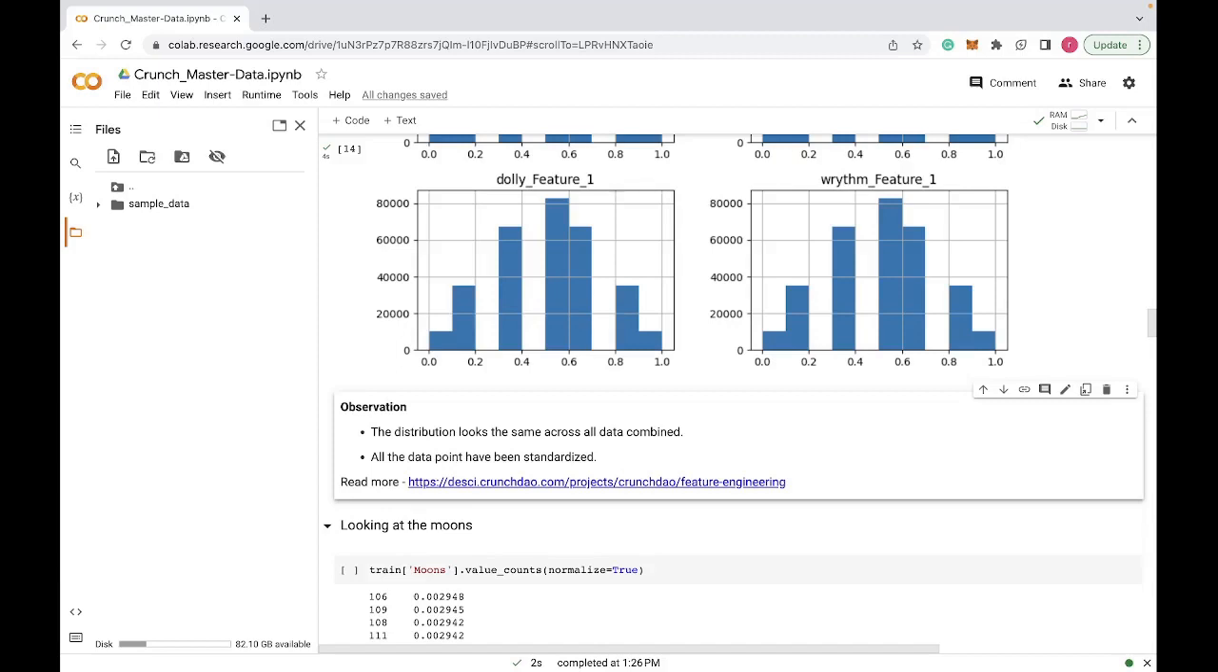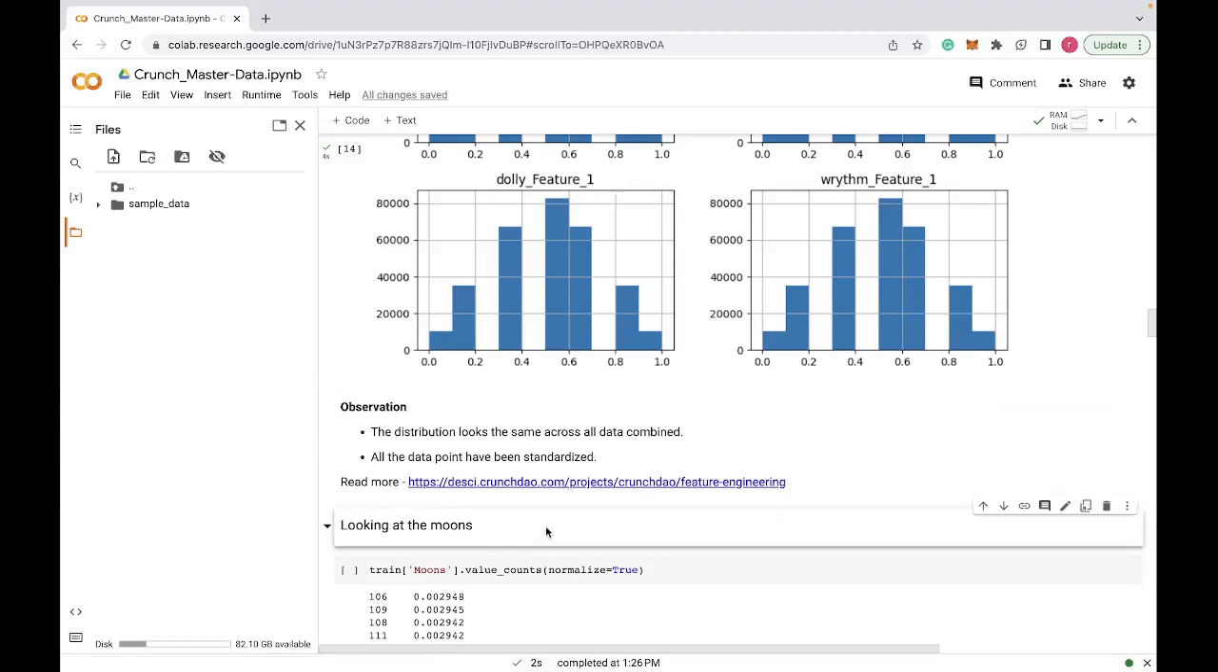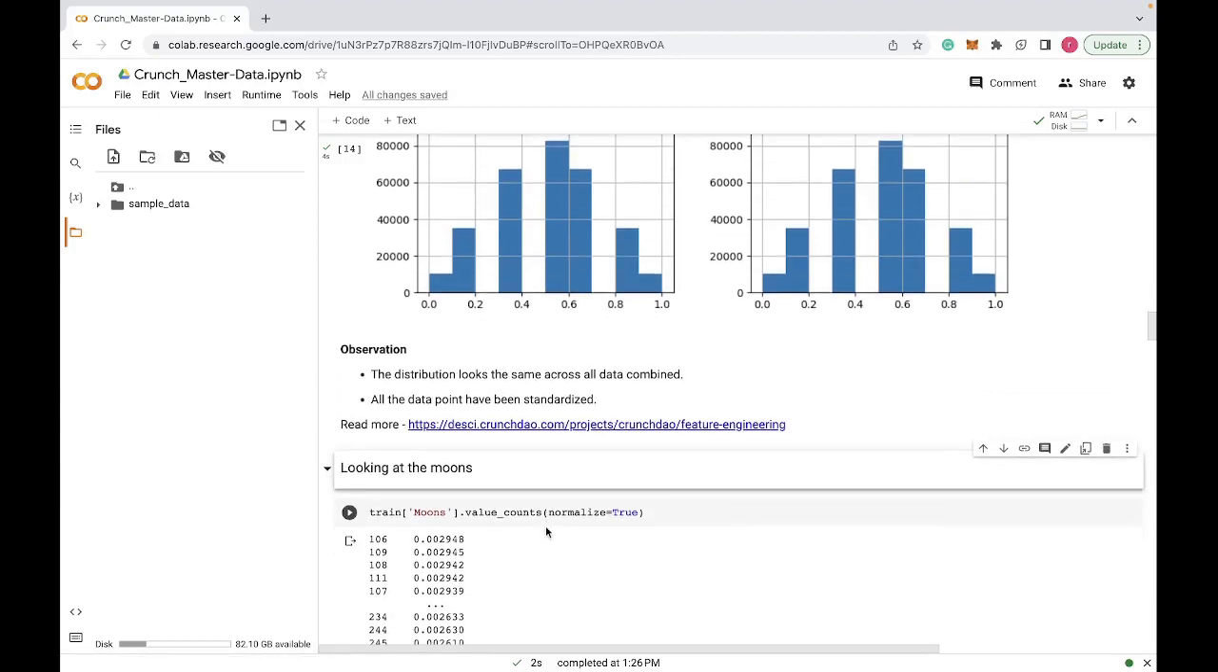All data points have been standardized. So if you want to know more about why the features for each of them look from 0 to 1, you can click on this particular documentation and see how the feature engineering for this dataset was done by CrunchDAO. So we want to look at the moons. Looking at the moon is something very important.